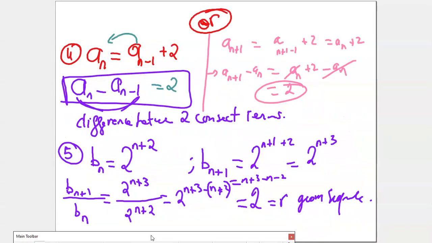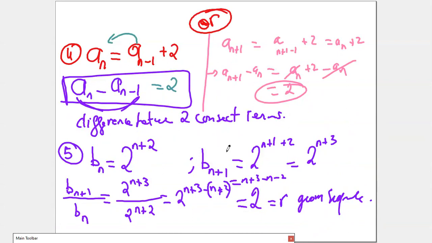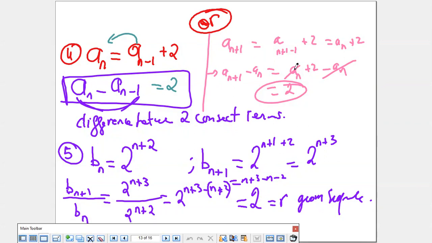Let's move to another example also. I'll just do this one. The remaining one we'll do together in the class. Here, there are two methods. Either I can take this to the other side and I can see that the difference gives me 2. And if you didn't see it like this, let's find the an plus 1. An plus 1 means I'm replacing n by n plus 1. So it's going to be n plus 1 minus 1 plus 2. So it's n plus 2. And then let's do an plus 1 minus an. So an plus 1, it's n plus 2 minus n. We cancel it and it's 2. So it means it's an arithmetic sequence.